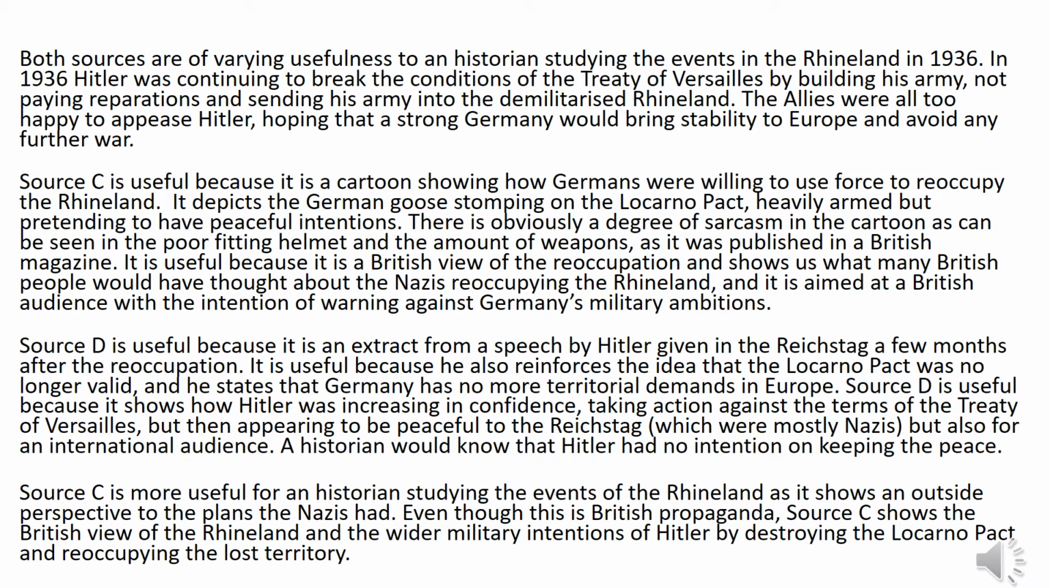Source C is useful because it is a cartoon showing how Germans were willing to use force to reoccupy the Rhineland. It depicts the German goose stomping on the Locarno Pact, heavily armed but pretending to have peaceful intentions. There is obviously a degree of sarcasm in the cartoon, as can be seen in the poor-fitting helmet and the amount of weapons, as it was published in a British magazine.